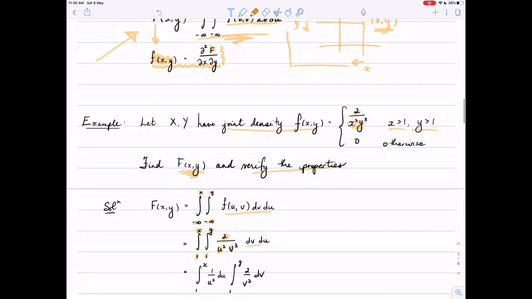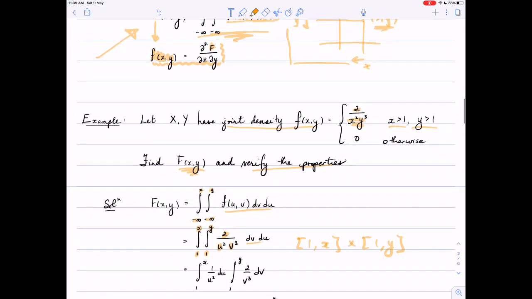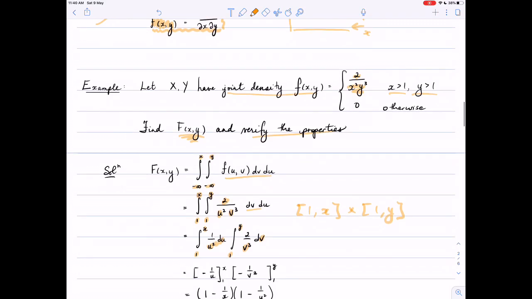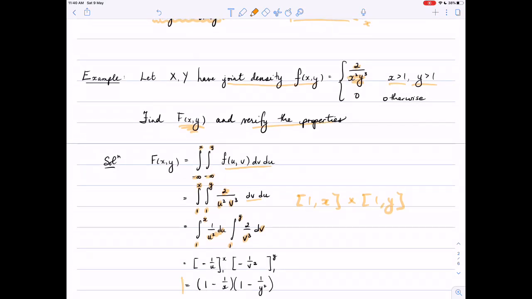Now this is on a rectangle, right? This is 1 to x by 1 to y, so we're on a rectangle, and this factors. So I can use our nice little result from double integrals that I can factor the integral and do a single integral for the u from 1 to x and a single integral for the v from 1 to y, and doing those, finding the correct antiderivatives, this is what we get as the joint CDF for X and Y.